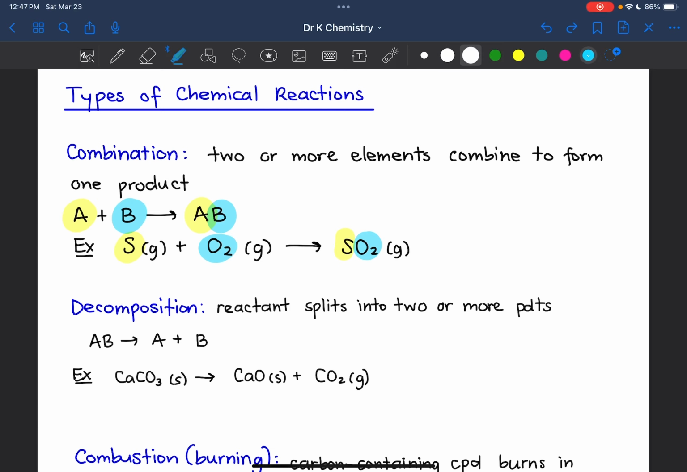Decomposition is the exact opposite of combination. Here we're starting with one reactant and it's going to split up into two or more products. So here we would be starting with compound AB and it would separate into compound A and compound B separately. For example, if we were to take calcium carbonate, that compound can split apart into calcium oxide and carbon dioxide. So here we're taking one compound and splitting it apart into two compounds. So combination and decomposition are opposites of each other.